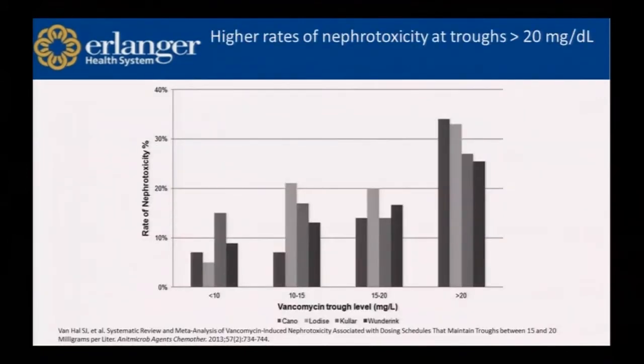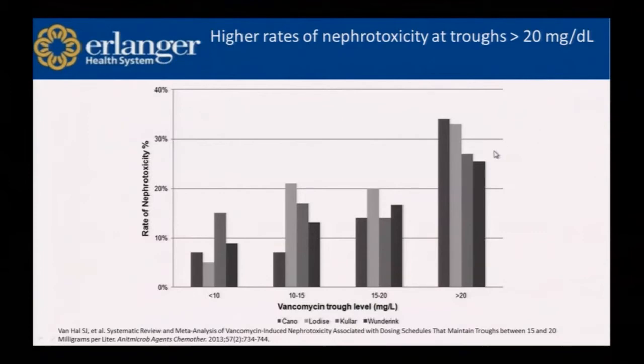So a systematic literature review by Van Hal and colleagues analyzed 4 studies that provided nephrotoxicity rates as a function of trough intervals. So again, we have that breakdown of troughs less than 10, troughs of 10 to 15, troughs of 15 to 20, and troughs of greater than 20. The various infections in these studies ranged from MRSA bacteremia, pneumonia, and meningitis.